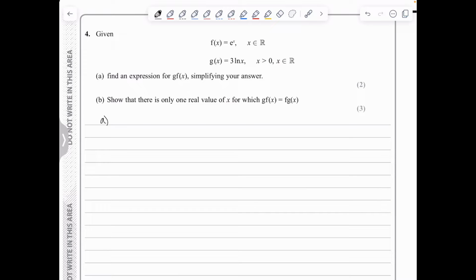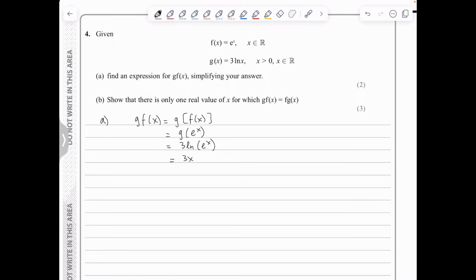Well, we know that if we're dealing with gf of x, it's simply g of f of x. So I will start from the inside. f of x is e to the x, so we're looking at g of e to the x, which is 3 ln of e to the x. Well, we know that ln of e to the x is simply a function and its inverse, and therefore the ln with the e will cancel out, leaving me with 3x.